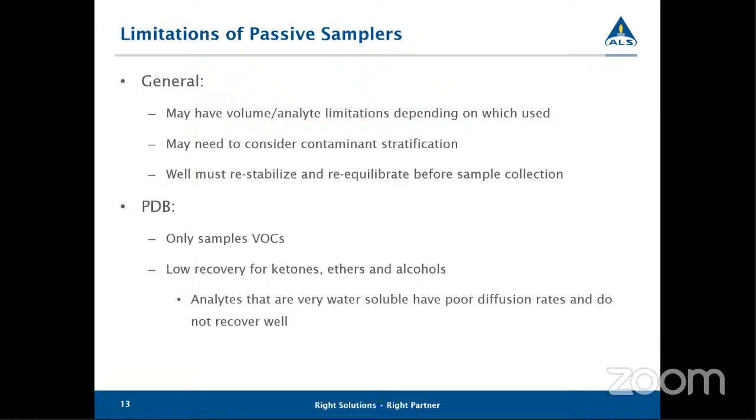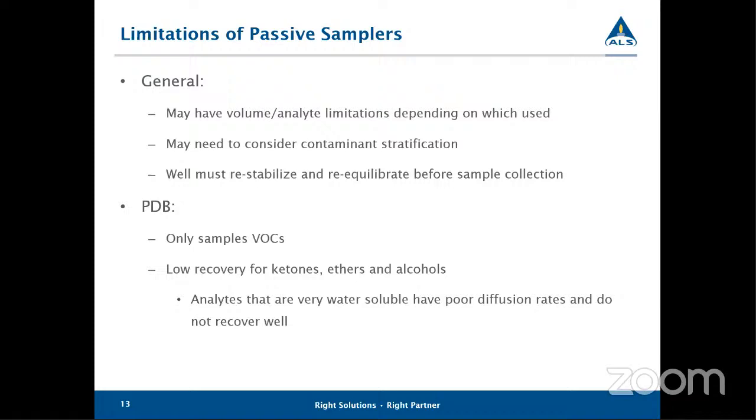As with everything, there's going to be some limitations. Of course, volume and analyte limitations are definitely one of the most common things that we run into. With the passive diffusion bags, we're really only sampling for volatile organic compounds. With that, the volume isn't as much a concern because the passive diffusion bag does hold enough volume. But when we get into the RPP samplers, there may be volume limitations that require, depending on what you may be sampling, for multiple RPPs to be deployed in order to collect a sufficient amount of volume for the lab to be able to complete that analysis.